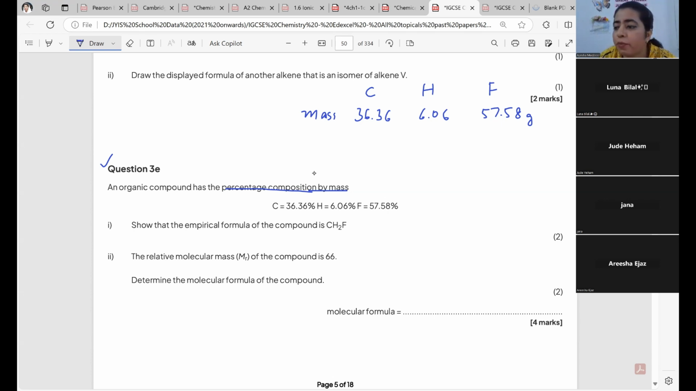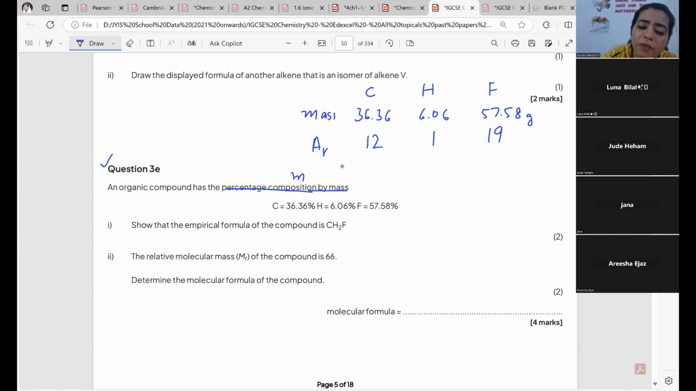To find the empirical formula, what is the next step? Maybe something related to ratio. Yeah, we are writing AR, then find the moles. Carbon is 12, hydrogen 1, fluorine is 19. You will keep checking them from the periodic table.